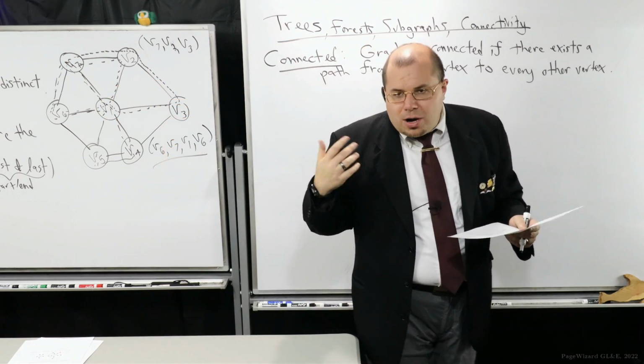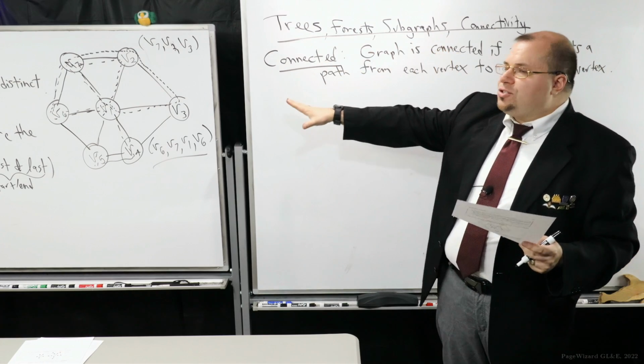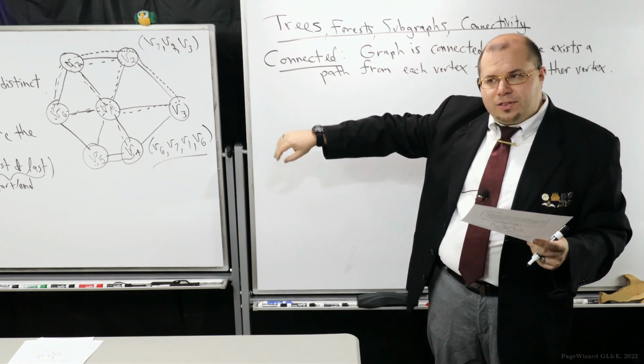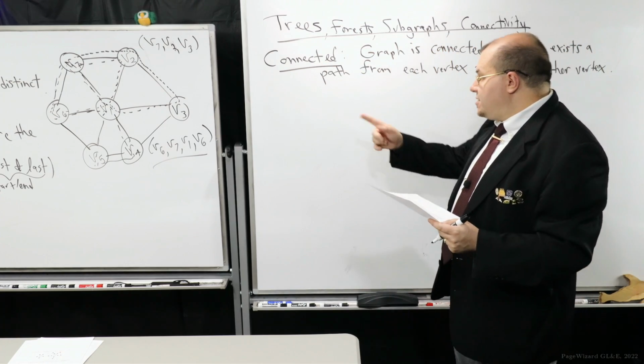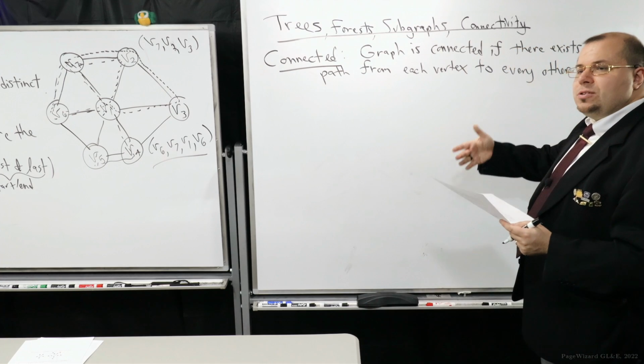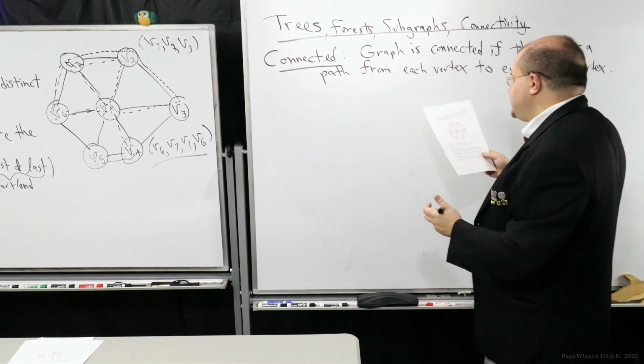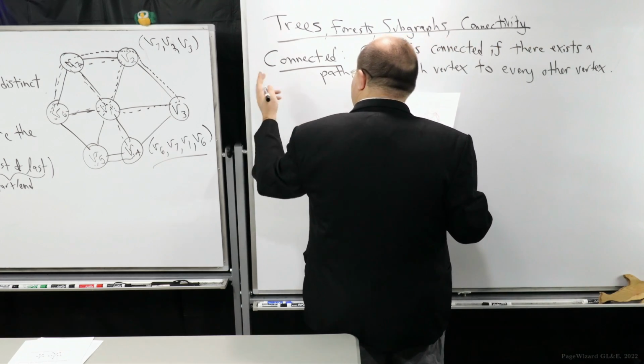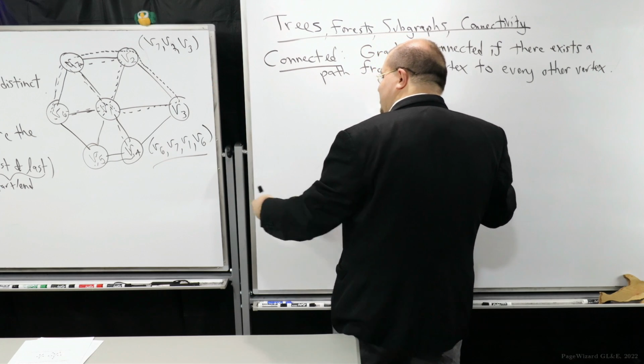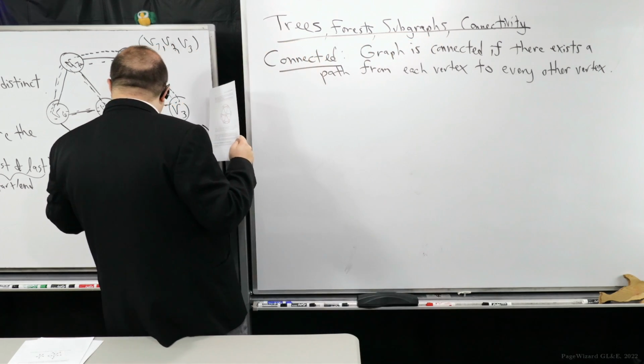So you can make arguments similar to this, and check each one of these vertices against every other vertex, and you can see that this graph over here is connected. It's an example of a connected graph. So this graph over here is connected.